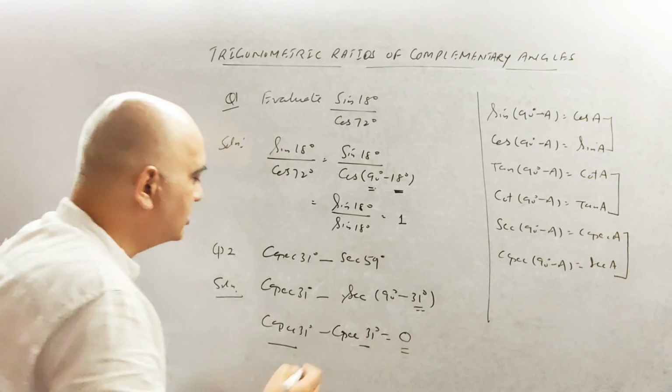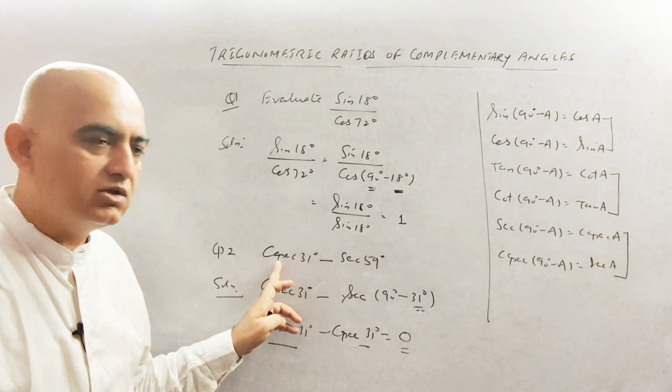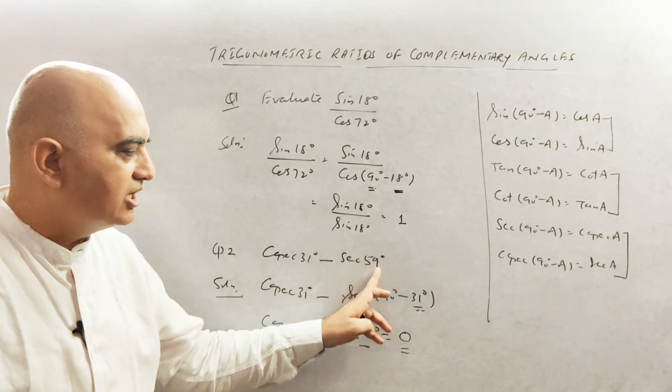That becomes 0. In this way, we can convert, either you have to convert the cosecant into secant or secant into cosecant. So secant 59 can be expressed as secant of 90 minus 31, with this 31 in the place of A. So secant of 90 minus A becomes cosecant A. So that becomes cosecant of 31 minus cosecant of 31. Both will cancel and the value becomes 0. So in this way, we can solve.